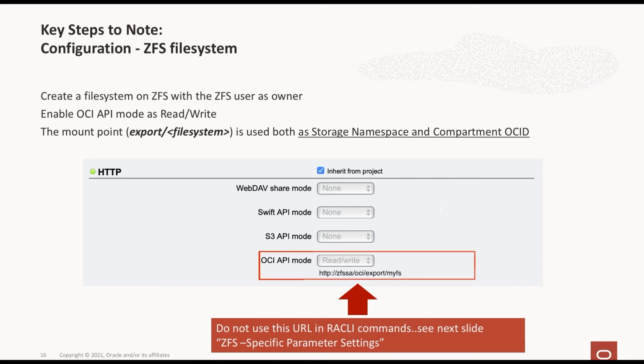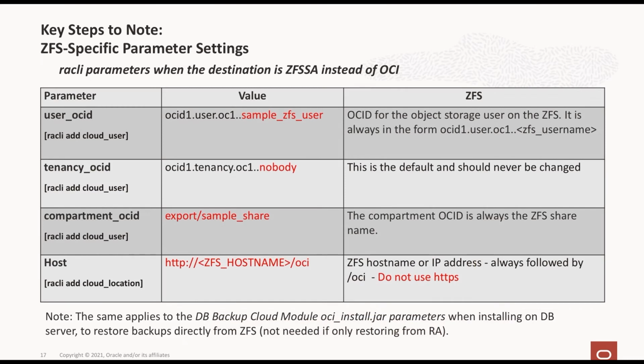The file system or the share name, okay, so export/file system, in ZFS is used both as storage namespace and compartment OCID. At least we will use it as compartment OCID in our commands. Storage namespace does not need to be specified in our configuration commands, so you can ignore it for now. We get it automatically.